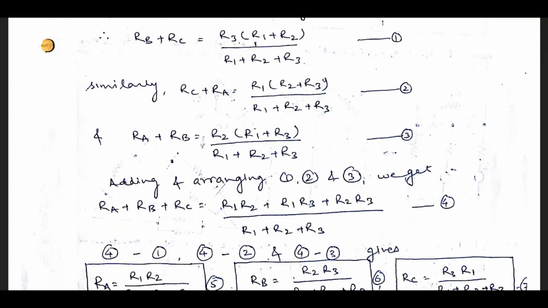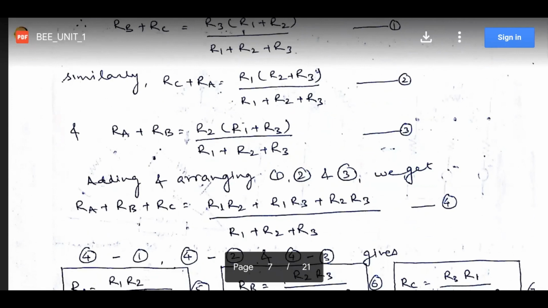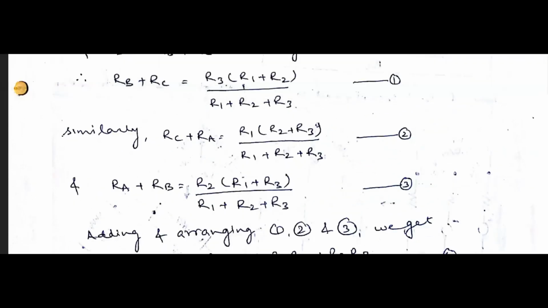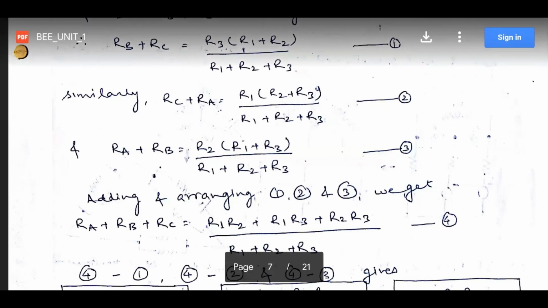So we will now see, is there some relationship between these equations, or something we can do, keywords or something, so that we can remember easily and rearrange. So when we add equation number 1, 2 and 3, we will get 2 RA, 2 RB and 2 RC. Isn't it? Yes, sir.